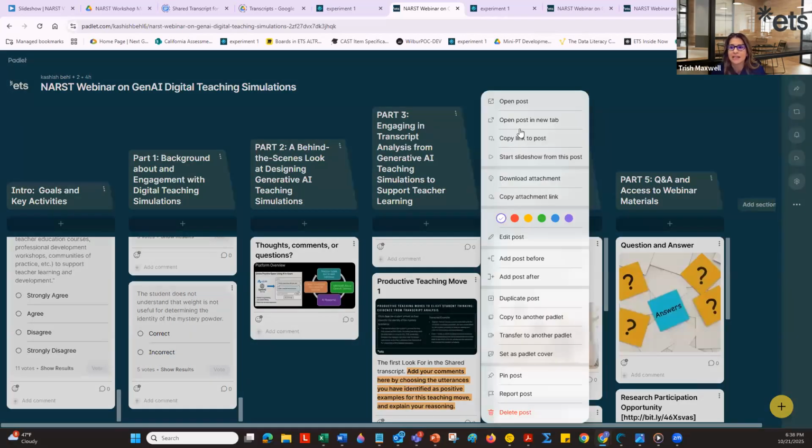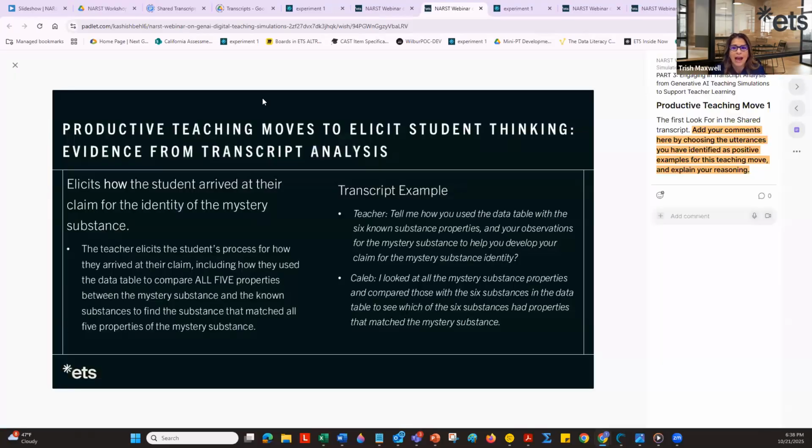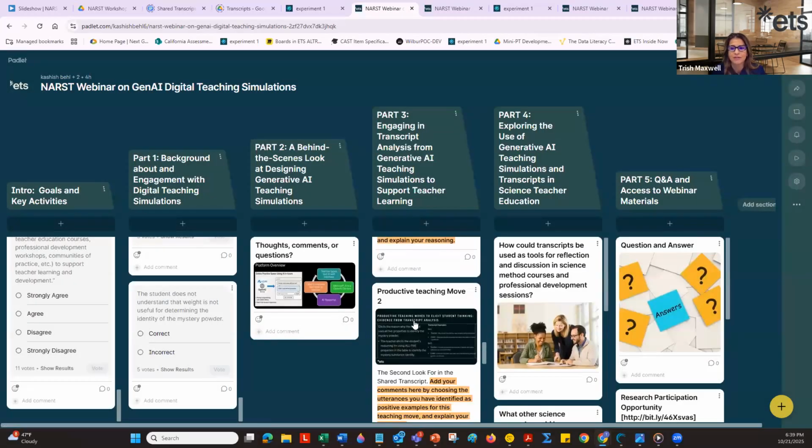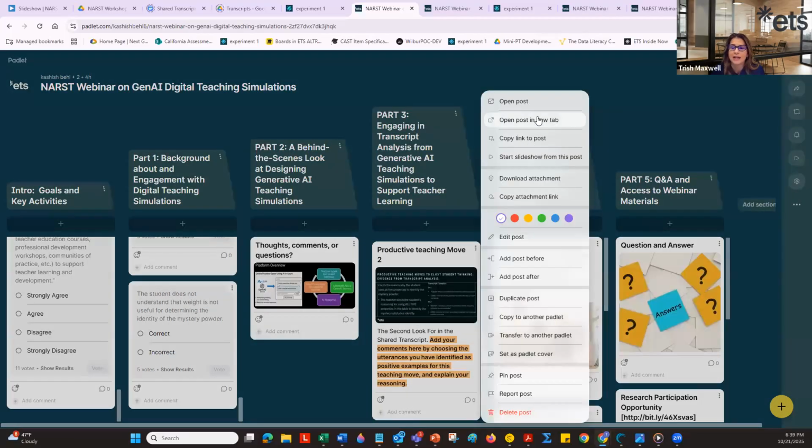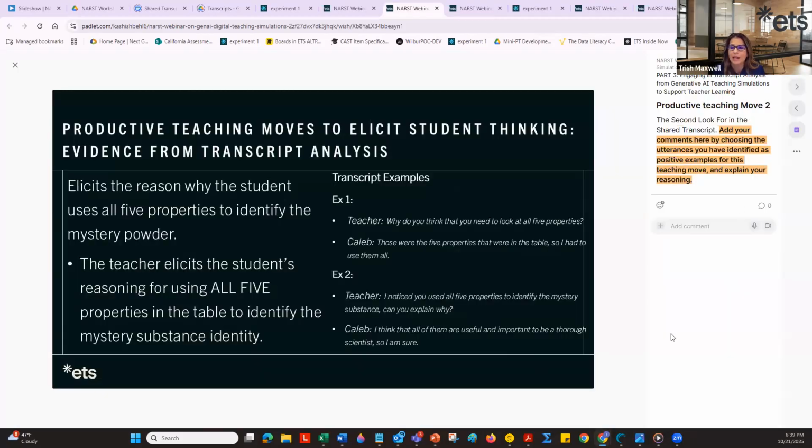select the ellipses and click on open post in new tab, and it will create a bigger version for you. It provides you with the ability to more easily add your comment right here as you're noticing things and thinking things and discussing as a group. The same is also true for productive teaching move number 2. If you want to click on the 3 ellipses again, open that one, and it will also take you to an expanded version so you can more easily see the transcript examples and add your comments here.